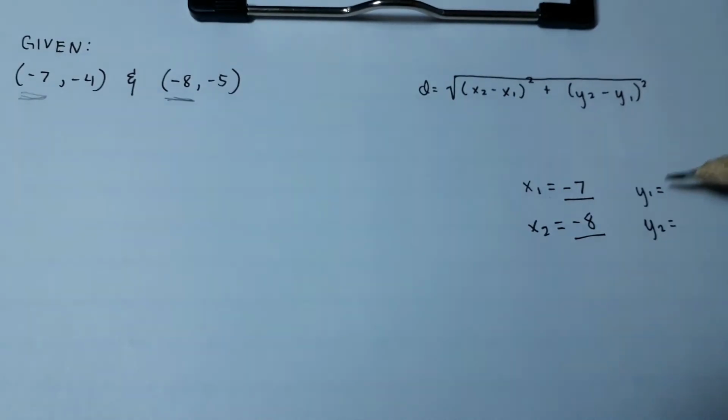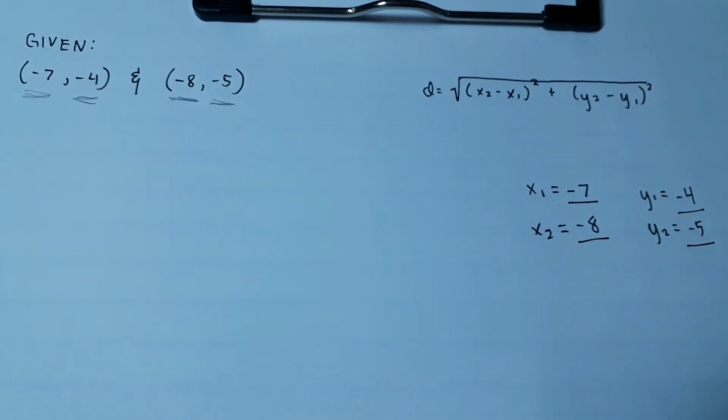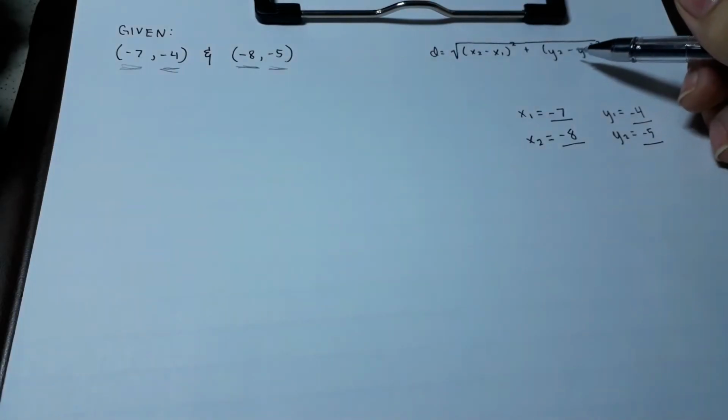Now for y sub 1 is equal to negative 4. And finally, y sub 2 is equal to negative 5. Okay, so now we can proceed to solving this problem. Now let's begin by copying the equation or the formula.